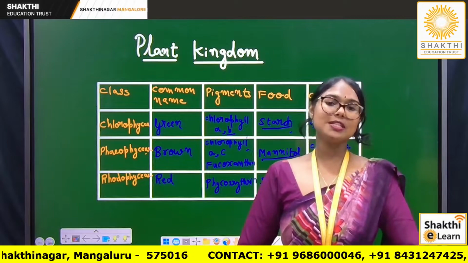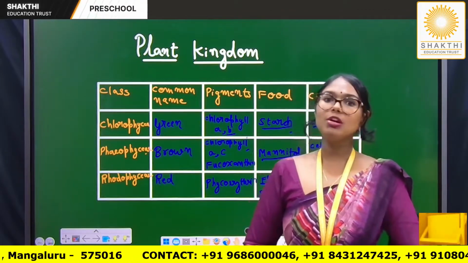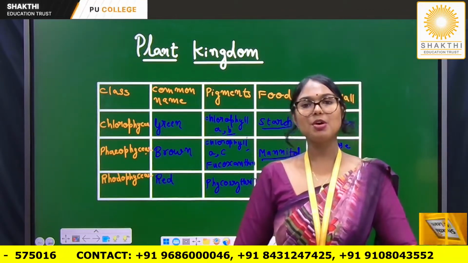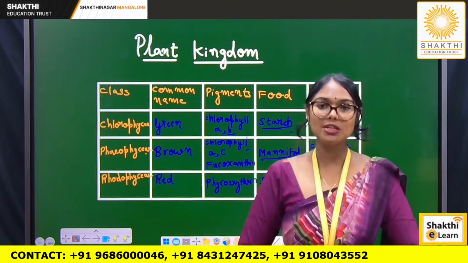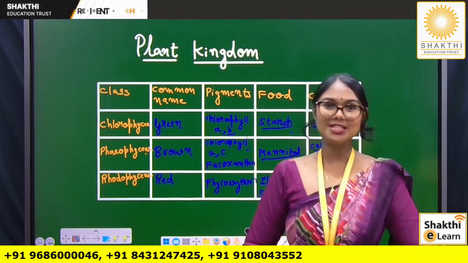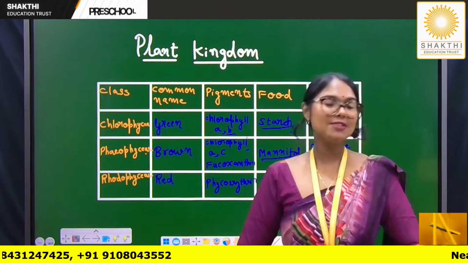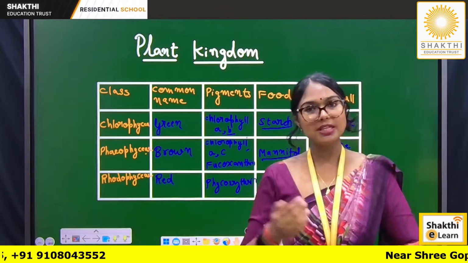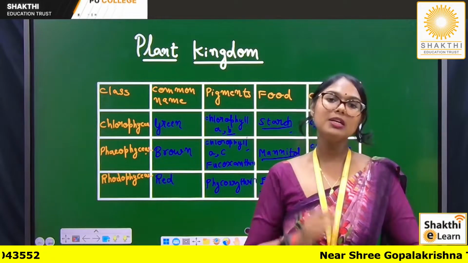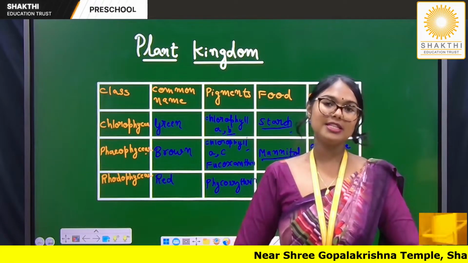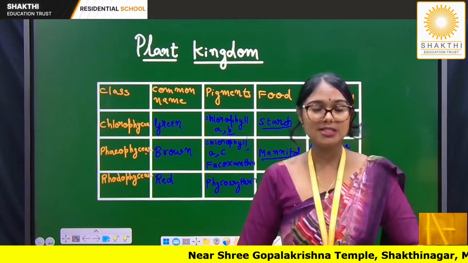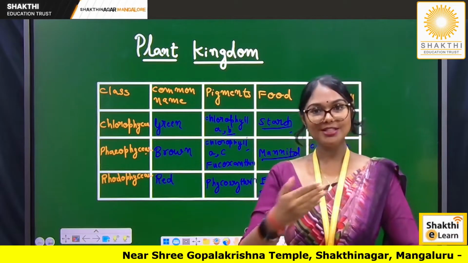Coming to the cell wall component, the cell wall of red algae is made up of a compound which is called PSE, which stands for polysulfate esters. The polysulfate esters along with the cellulose form the cell wall of the red algae. With this, we have finished all the three classes of algae.